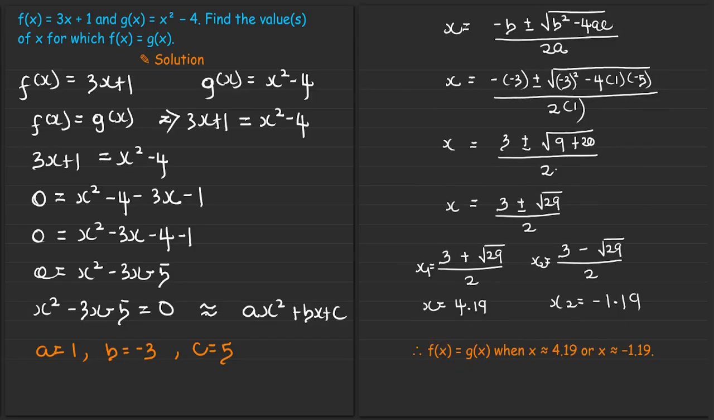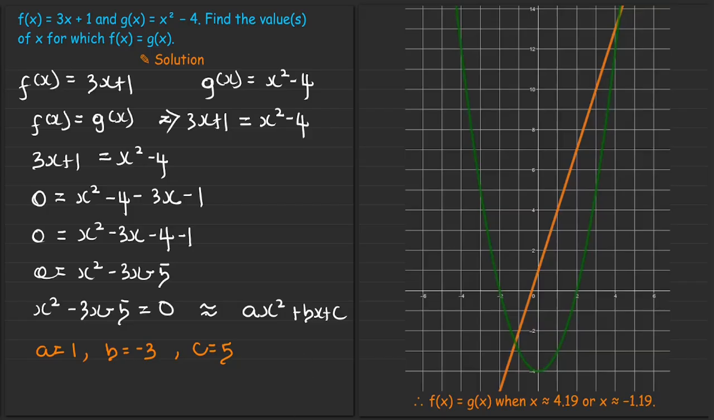So that we can conclude by saying that f of x is equal to g of x only if our x is approximately 4.19 or a negative 1.19. See, these are the conditions for these two functions to be equal.